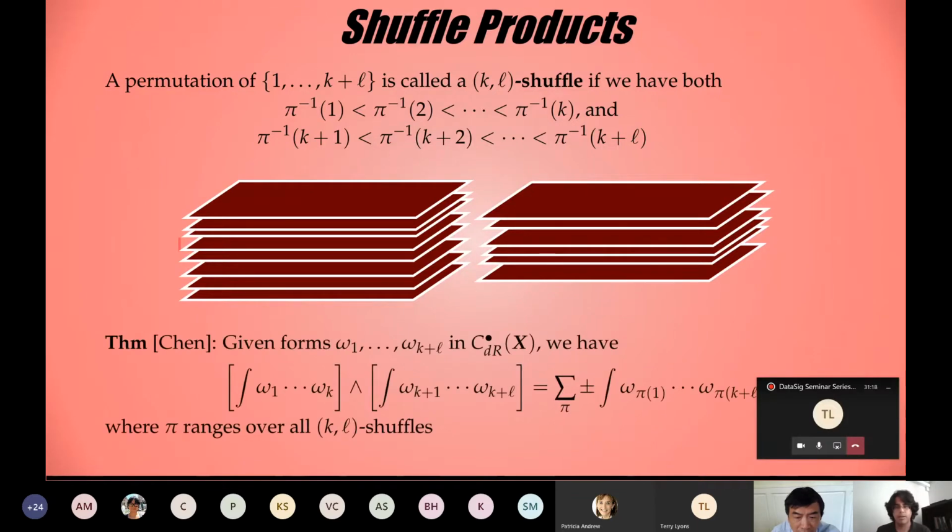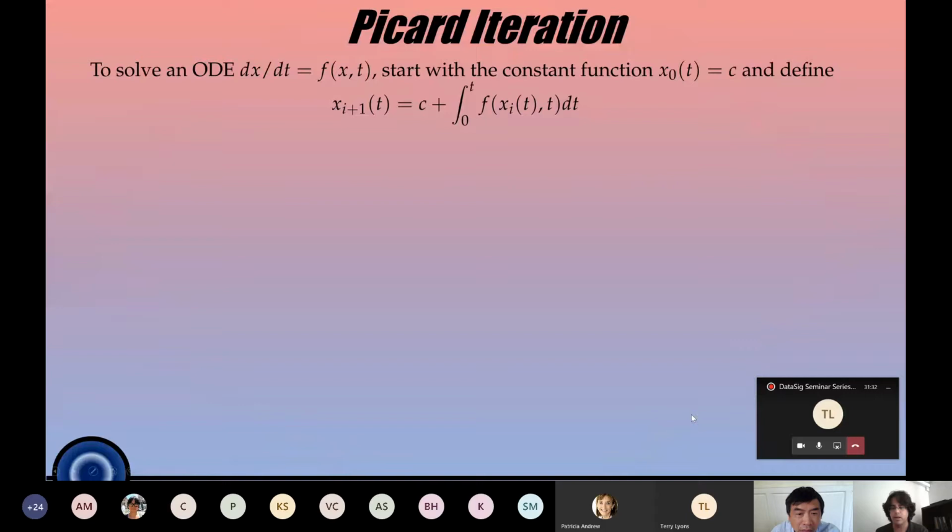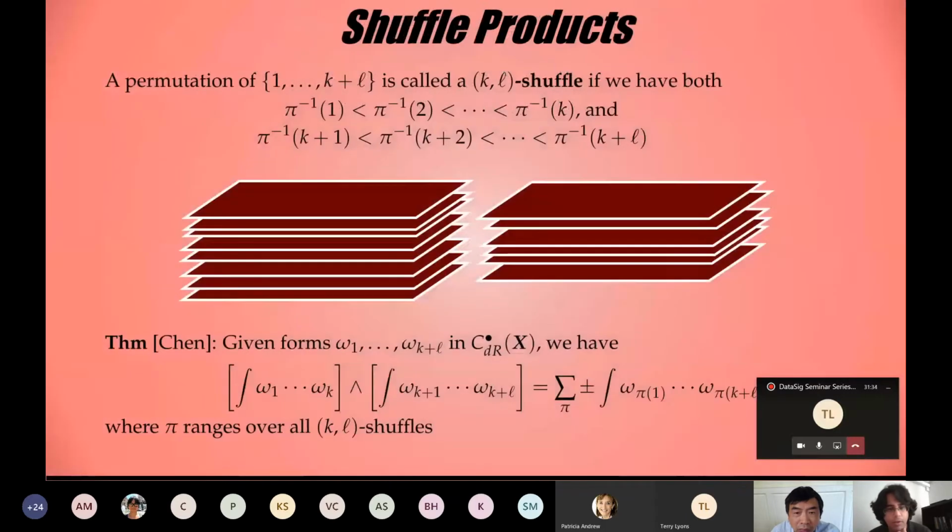So here's the theorem due to Chen. If you take k plus l forms and you compute the iterated integral of the first k and the iterated integral of the last l, then you will get a sum over all possible (k,l) shuffles of the iterated integral of the k plus l terms.